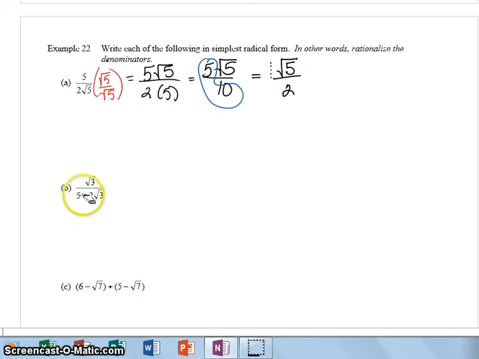Now this one, because there's a plus or minus, you're going to multiply the top and the bottom by its conjugate. So conjugate means you're going to change the middle sign only. So it's 2 plus radical 3. But what you do to the bottom, you do have to do to the top.